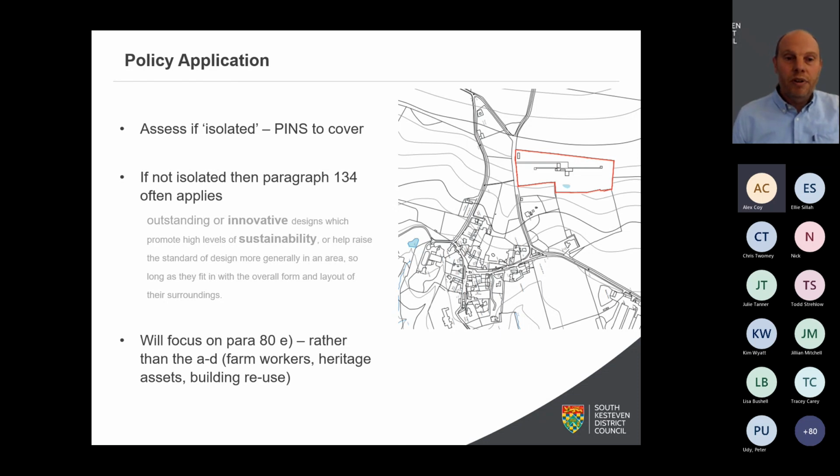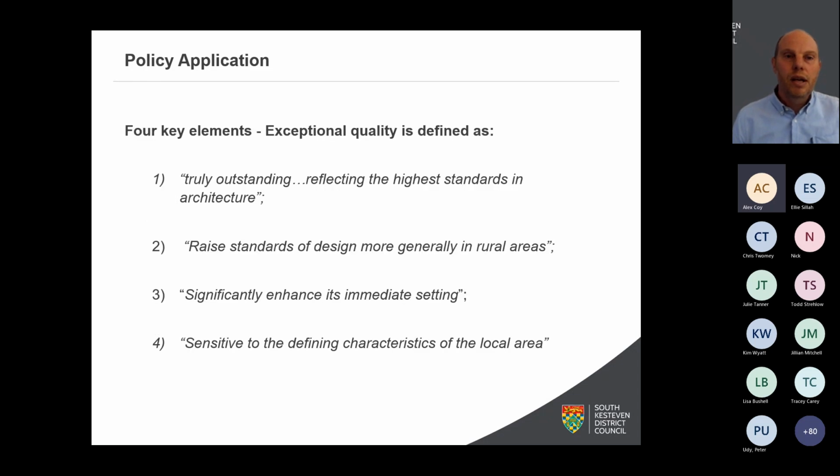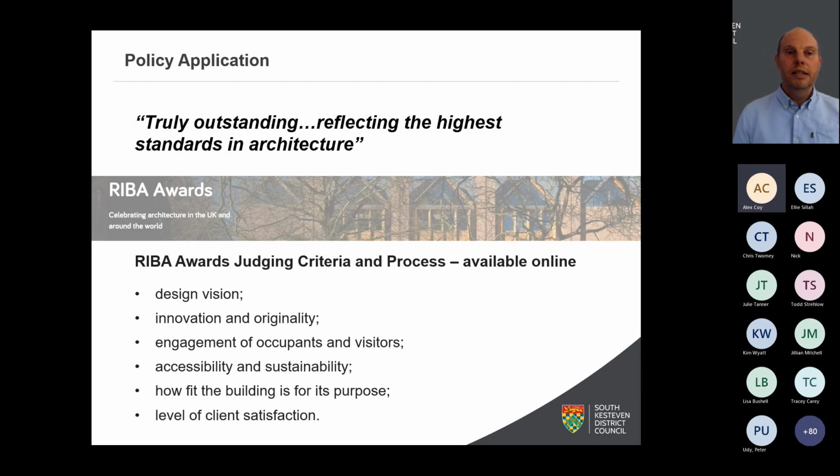As was said before, we're going to focus on paragraph 80E. So just looking at breaking the policy down, paragraph 80, I've split it into four here. So: truly outstanding, the highest standards in architecture, raising standards of design more generally in rural areas, significantly enhance its immediate setting, and sensitive to defining characteristics of the local area. I'm going to look at each one of those in turn, just briefly.